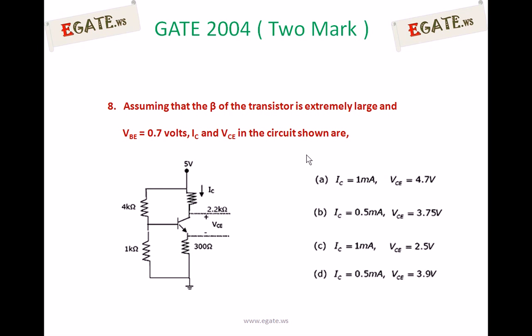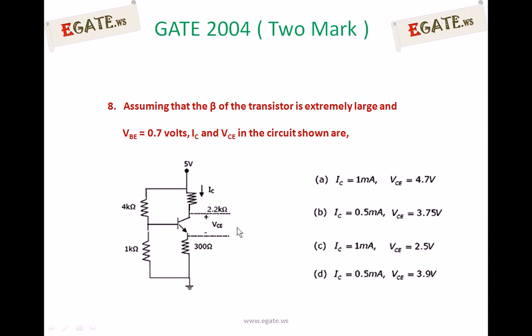Look at the circuit. For that circuit, beta was given. It is very large and VBE is given as 0.7 volts. Then IC and VCE are as indicated in the circuit diagram. This is IC and this is VCE. What will be the values of IC and VCE?